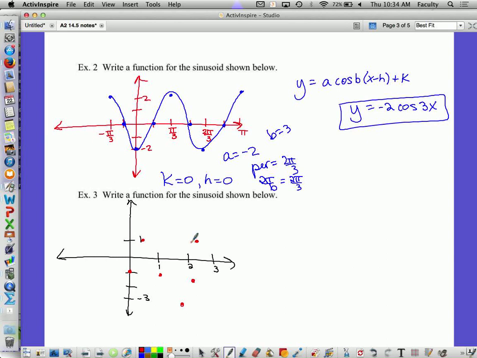Okay, so let me describe these points to make sure you're understanding what I'm doing. The first one's at 0, negative 1. Then I went halfway up to 1, another half a unit back down to negative 1, half a unit down to negative 3, half a unit to negative 1, half a unit up to 1.